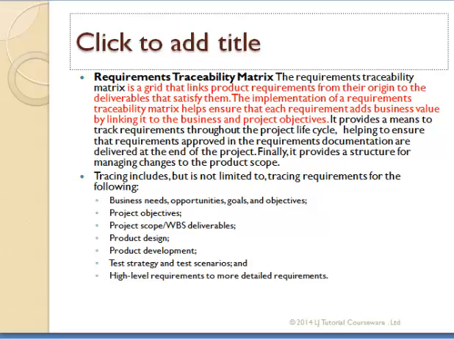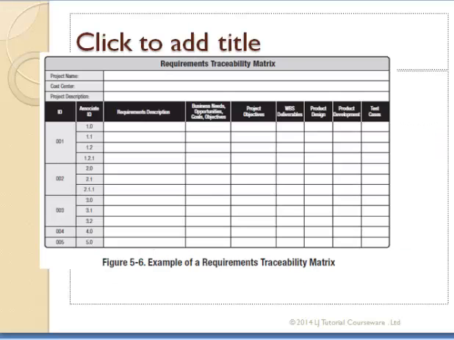Another thing we need is the requirements traceability matrix. Now look at an example of such a document. We can describe a requirement here. We can now talk about the business needs. These requirements, what is needed from the project? Then which of the project objectives actually meets these requirements? Then we also talk about the work breakdown structure deliverable that actually meets these requirements.